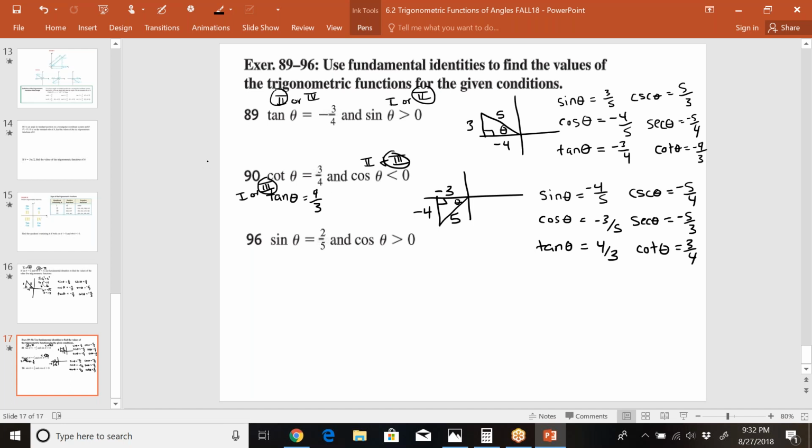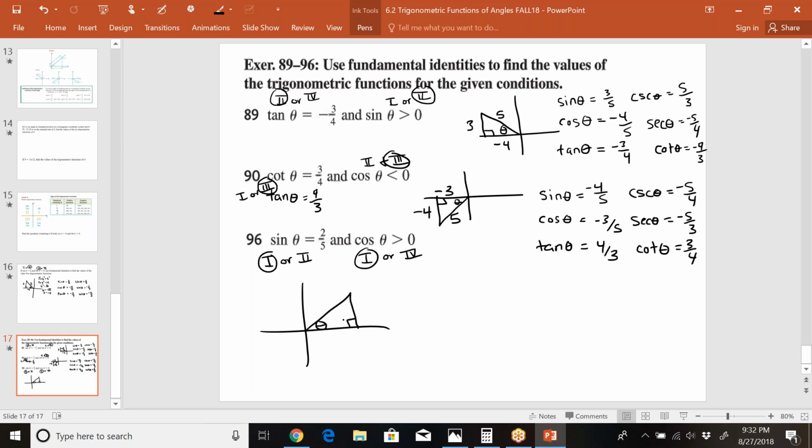Okay, last one of this 6.2 notes. So this says sine is a positive 2/5. Remember, sine is positive in quads 1 or 2. Cosine is also positive. Cosine is positive when the x's are positive, so in 1 or 4 for ordered pairs. So it looks like this is going to be drawn in quad 1.